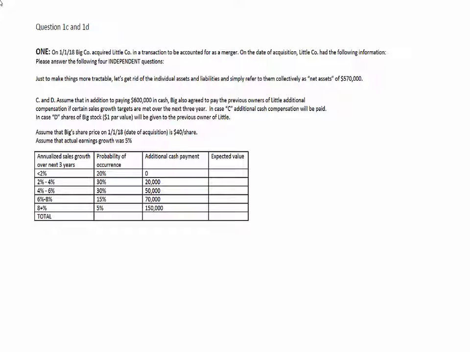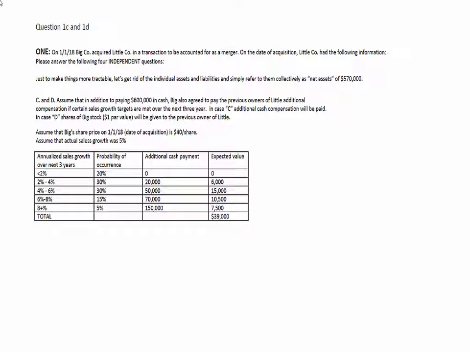Now, we need to find out the expected value of this additional cash payment. What we'll do is multiply each potential payout by the probability of that payout occurring. So 20% times 0, 30% times 20,000, 30% times 50,000, and so on. We sum those up and get a total expected value of $39,000. And so that's the expected value of this promised additional payment.